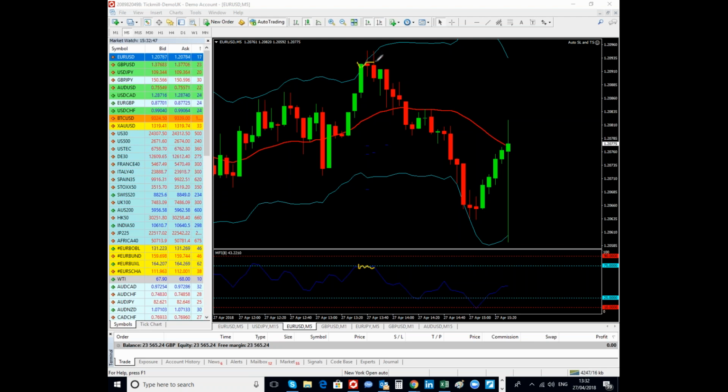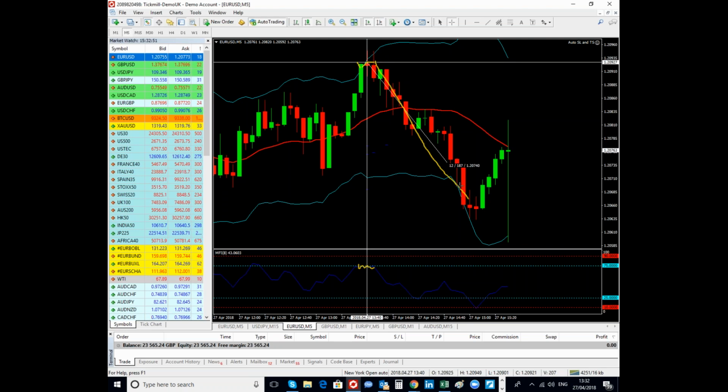And then typically you're going to get your move in your direction, and this is a 5-minute time frame, and it's driven down, and you got 20 odd pips there. Do you see what I mean?